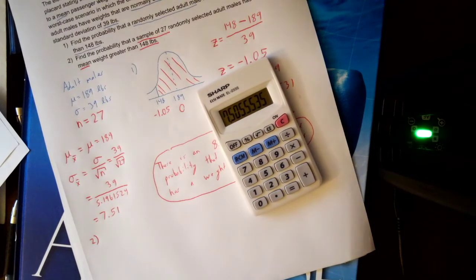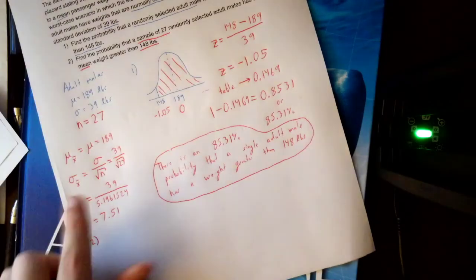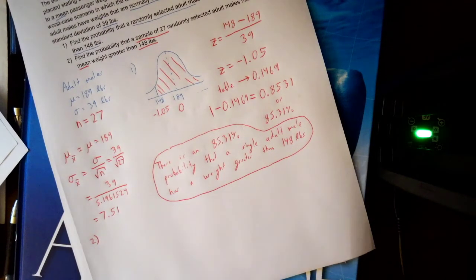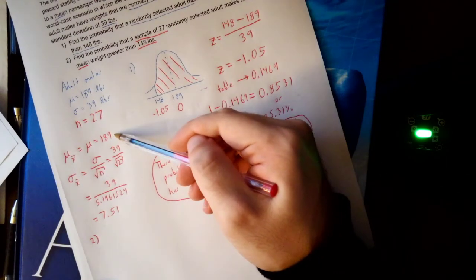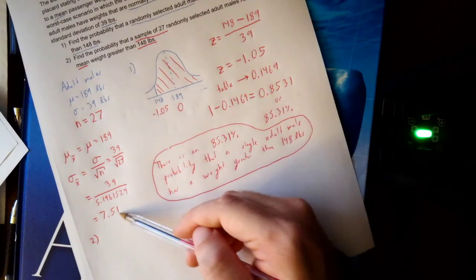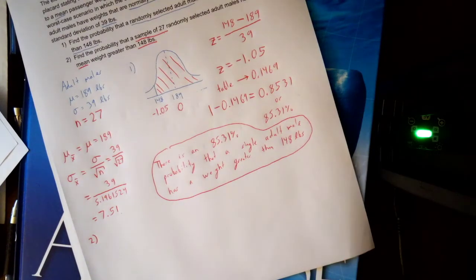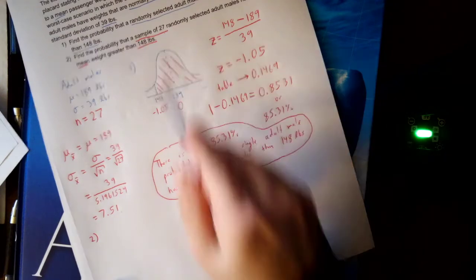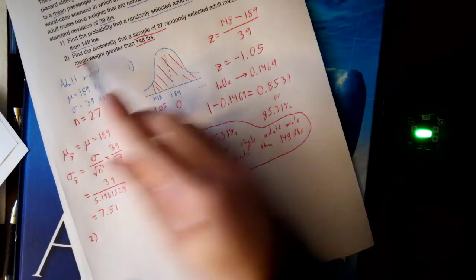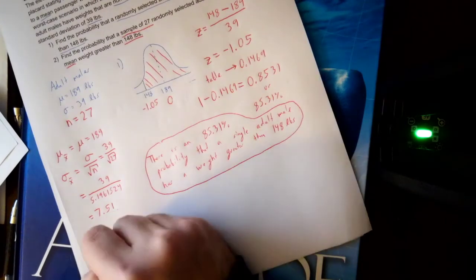My new standard error that I am going to use for this question is 7.51. I calculated these two numbers first. This one wasn't much of a calculation, right? It's just the same as from the other part. But I had to calculate the second part. I'm going to use these two numbers in this second half because I'm talking about a group. So what about my group? Well, I want to know that their average weight is greater than 148.